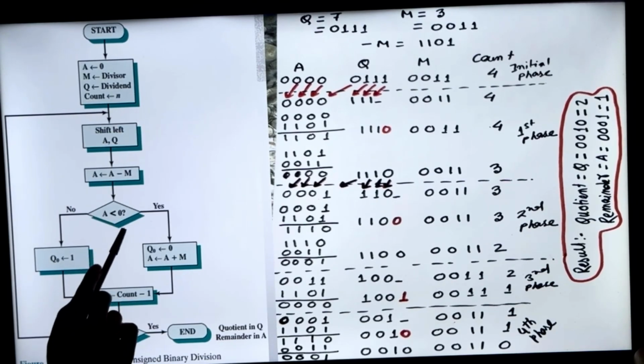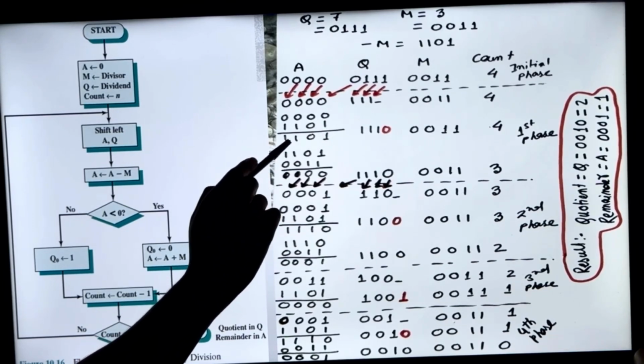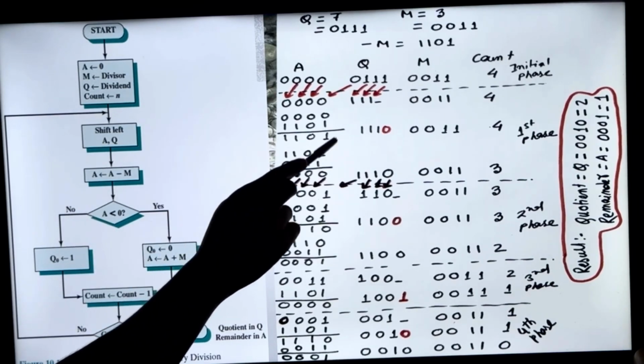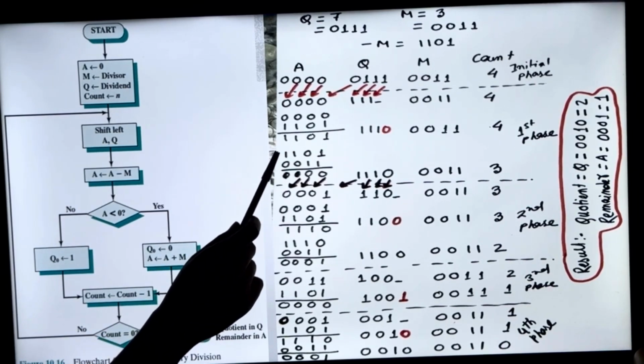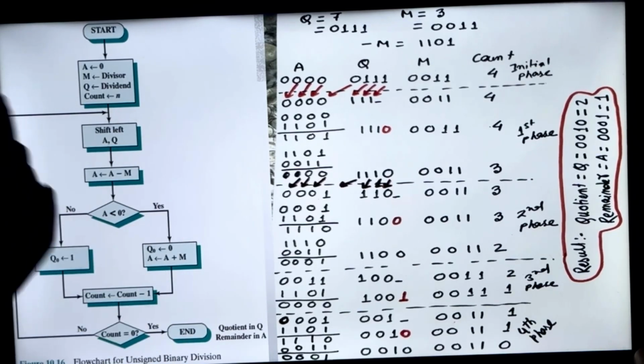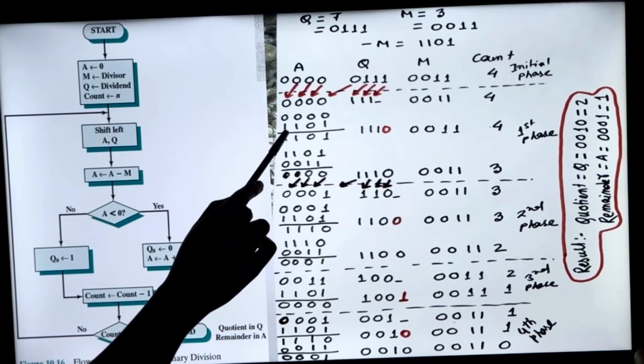Check my A. What is my A? This is the A, 1101, right? This is the updated A after performing A equals to A minus M. Whether this A is negative or not, how will you say? By seeing the first bit, you can say, right? If it is 1, then negative. If it is 0, it's positive. We have already discussed these things in the previous videos. So by seeing this one, we can say, yeah, A is negative.